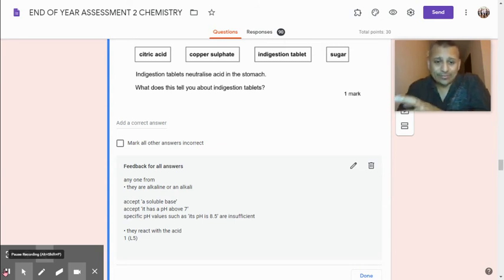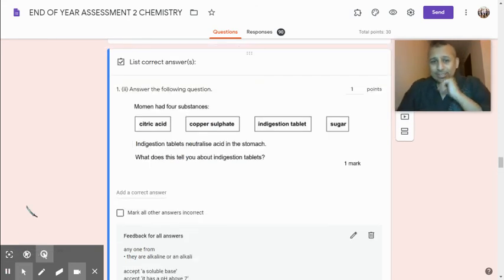You could also give an answer in terms of pHs, so long as the pH was above 7. But if you were to say, oh, well, that must mean that the pH is 8.5 or 9, that wouldn't be sufficient. You just need to indicate that it was on the alkali side.